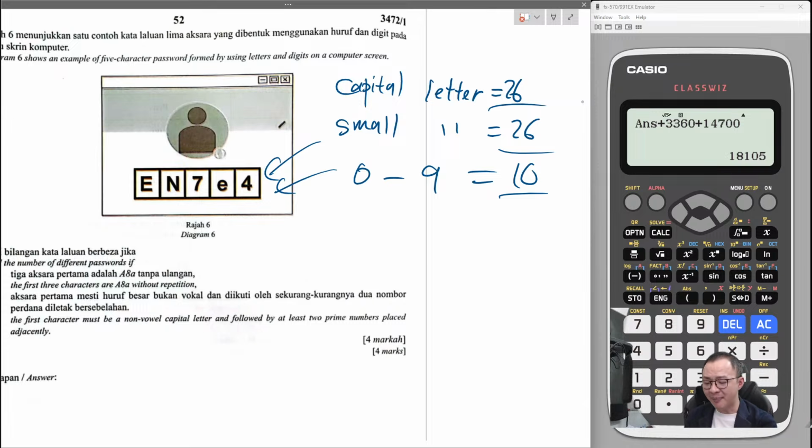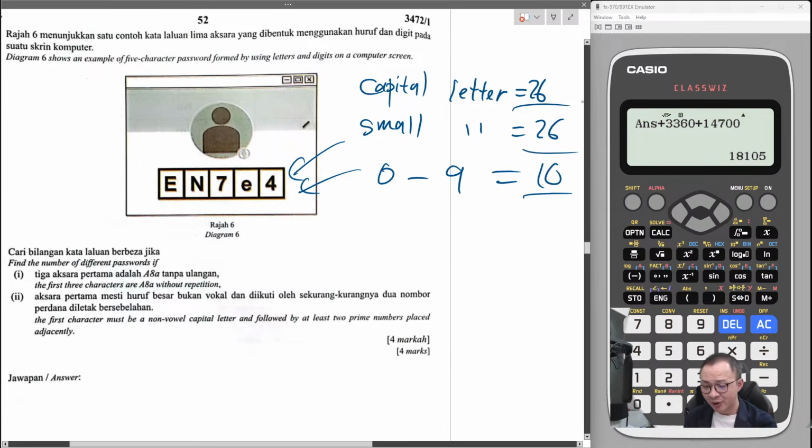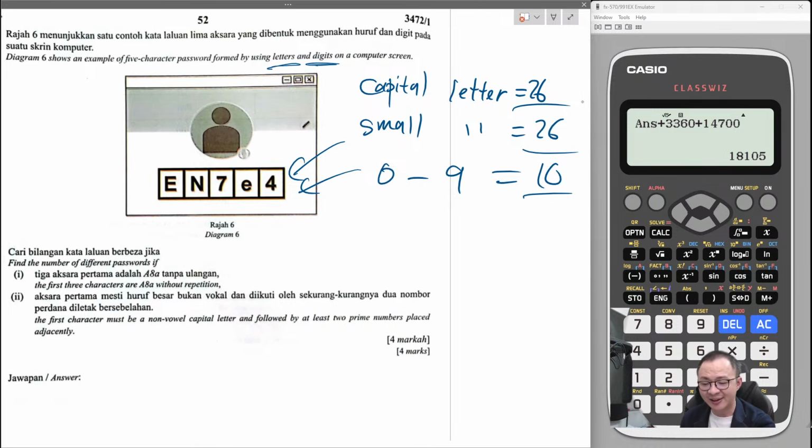But here they don't mention that symbols are accepted. So the 5-character password is formed by letters and digits only. We don't need to bother about symbols, because once symbols come in, there's infinite already. Symbols are so many, so no symbol is good news for us. Find the number of different passwords. A password is about permutation, so don't use combination. The first 3 characters must be A, and A. Then we only have 2 places left, without repetition.